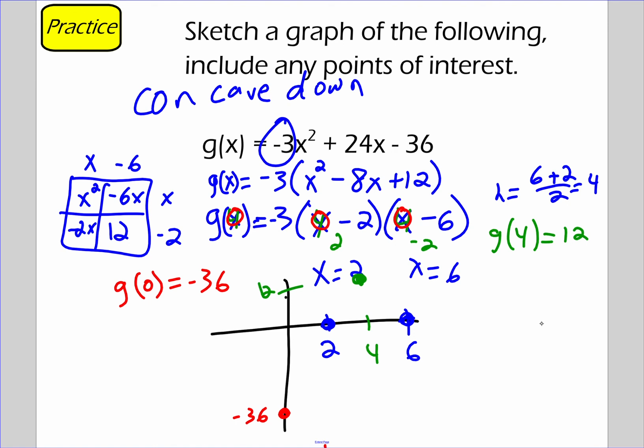And putting all that together gives us, again, a decent graph. So that's factored form. Try that out.